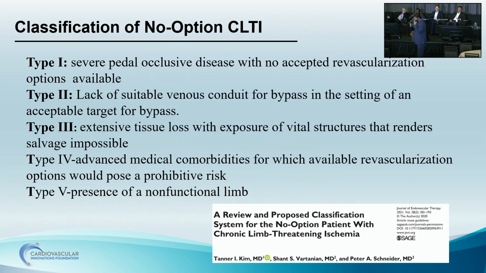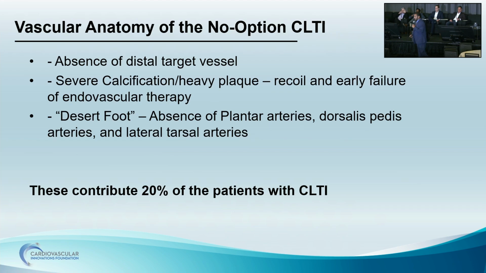Because we have a chronic limb-threatening ischemia team and a program, I do see this, because the amputation rates are still high in these patients. So basically, the vascular anatomy shows absence of a distal target vessel, severe calcification or heavy plaque, so there will be recoil and early failure with endovascular therapy, and technically they have a desert foot, absence of any named arteries in the foot. These actually make up 1/5 of the patients with chronic limb-threatening ischemia.